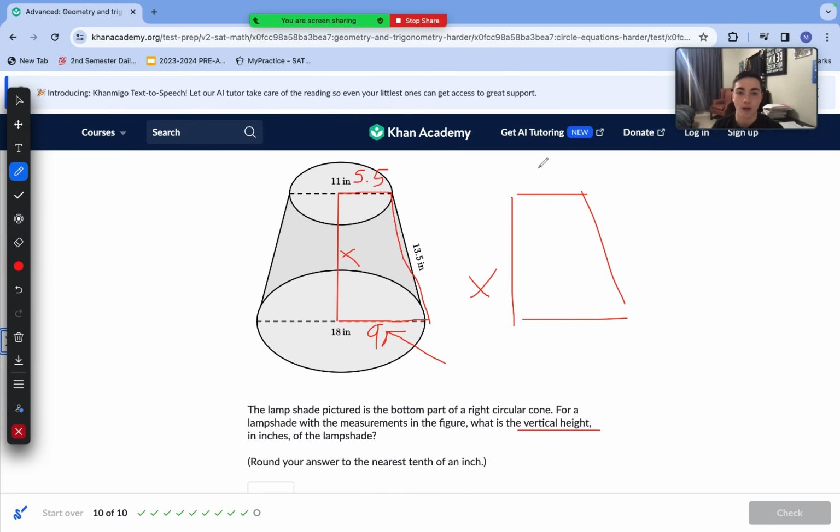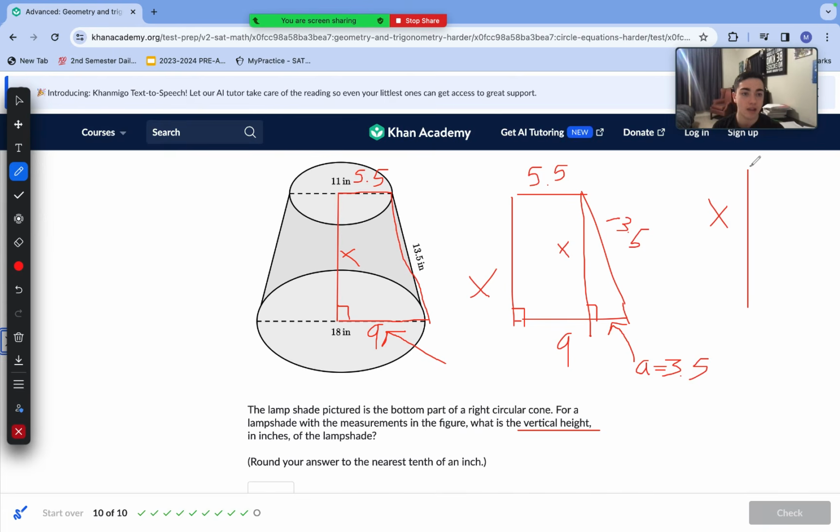We have our X, our vertical height. We have 5.5, this top radius. We have the slant height, which is 13.5, and we also have 9. So there isn't a lot that we can do with this right trapezoid. And also since it's a right circular cone, there is that right angle there. But you might notice that if I draw a line right here, it is the same length as X, but now we can cut it down to just a right triangle and find this side right here. Let's call it A. We can find A by just doing 9 minus 5.5, which is 3.5. So our side A equals 3.5, and now we have the complete outline of a right triangle.